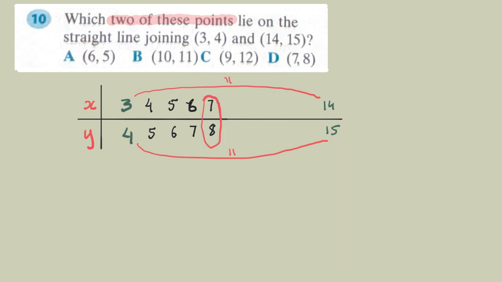So I could see that D would be one of them. Now 9 and 12 cannot be because if it's 9, it should be 10. Here we've got B, 10 and 11. That's another one that is correct. So we could highlight that one as well. And the reason it can't be A is because x here is larger than the y value.